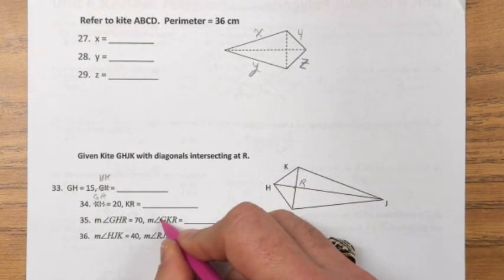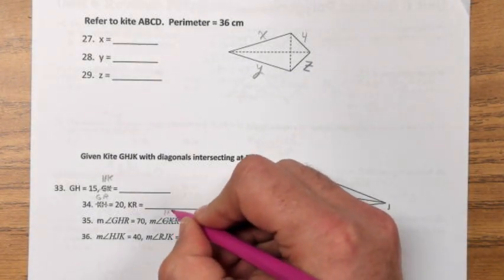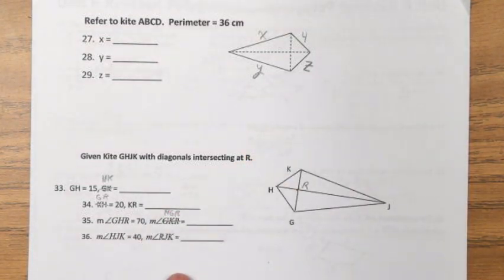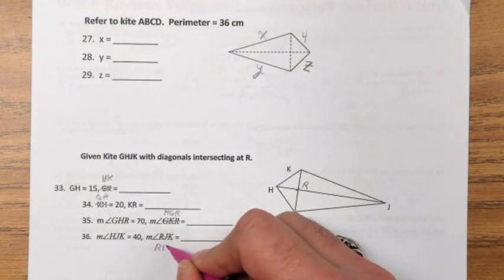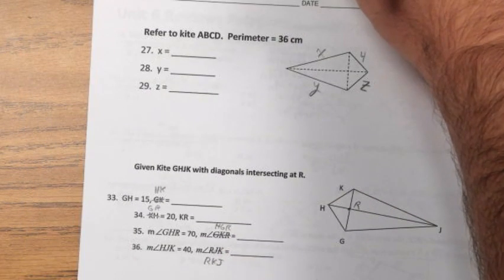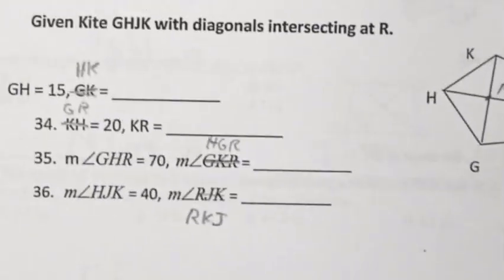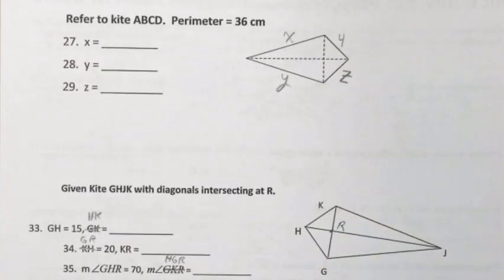We're going to change angle GKR on problem 35 to HGR. And then we're going to change RJK to RKJ. I'll zoom in on that so you can see it better. And if you need to, go ahead and take the opportunity to pause this and copy all that down. All right, move on. Let's actually solve these problems.